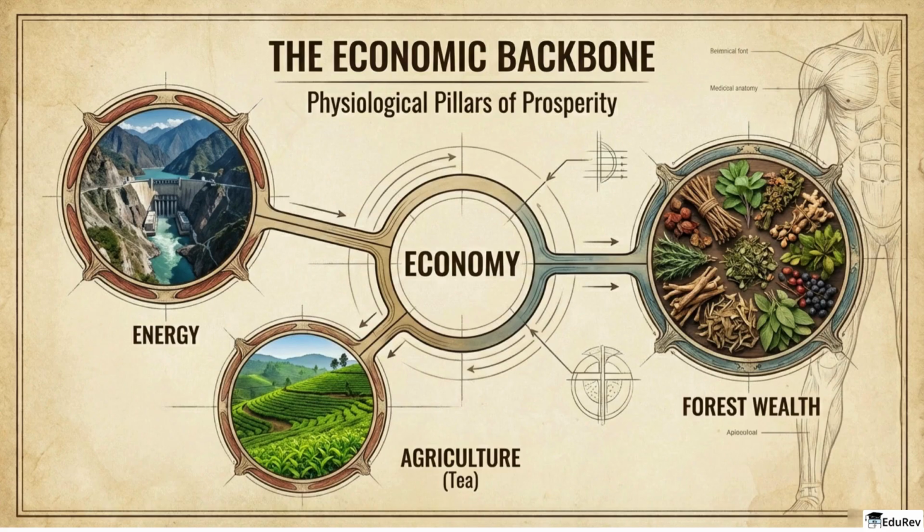Now connect geography to economy. Energy generation. Agriculture, including tea. Forest wealth. GS linkage here is strong. Economy, ecology, resources. Toppers think cross paper. They don't confine geography to paper 1.